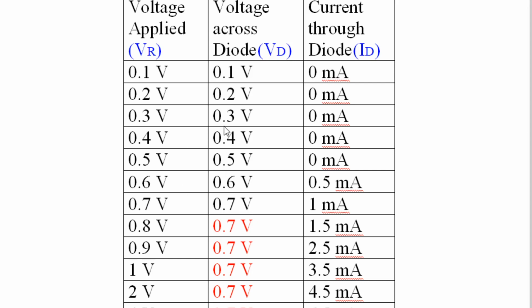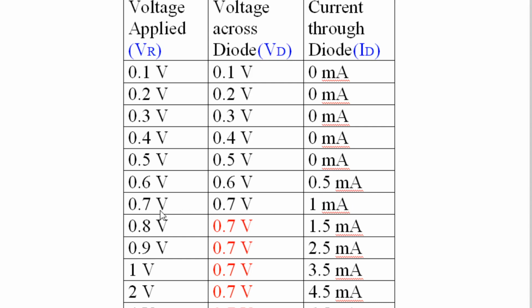But remember, the current flowing through the diode till 0.6 volt was zero, and exactly at 0.6 volt, a small amount of current, let's say 0.5 milliampere, not even 1 milliampere, starts flowing through the diode. At 0.7 volt, a little bit more current flows.